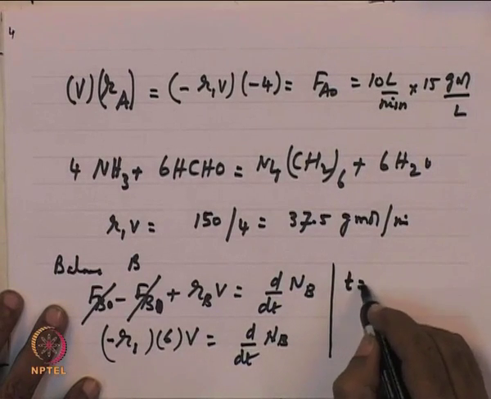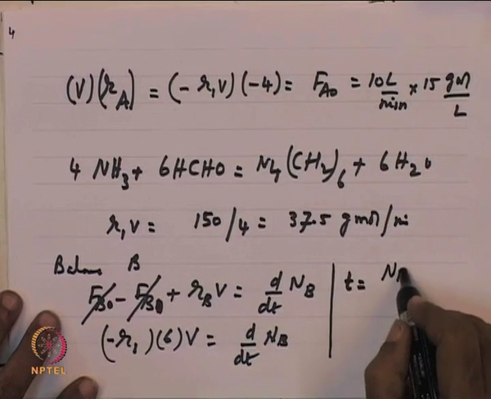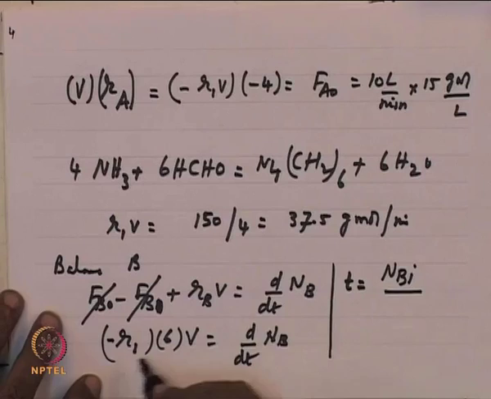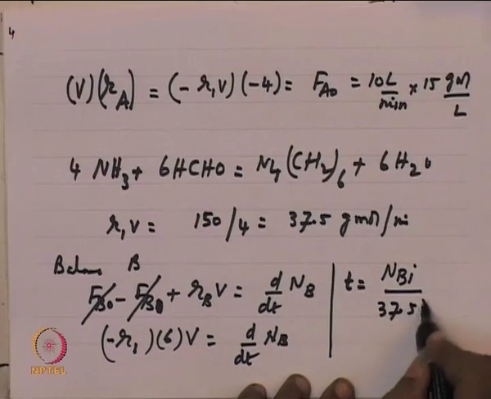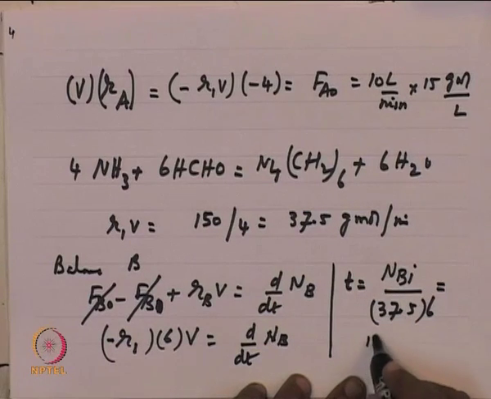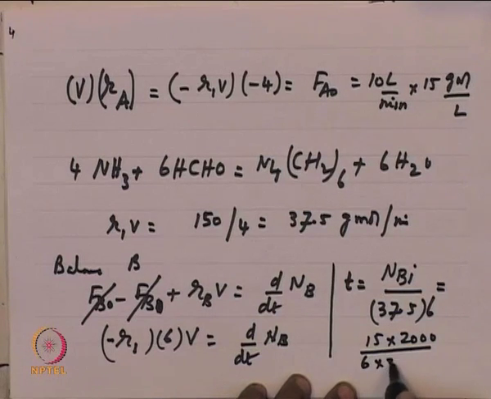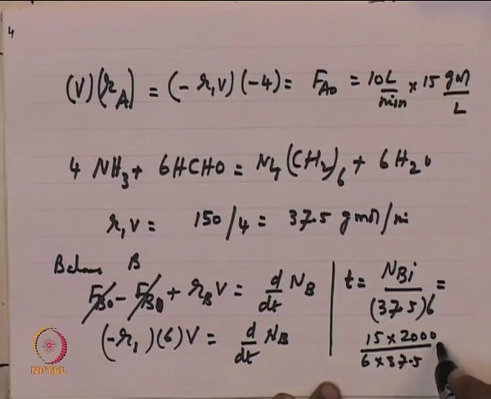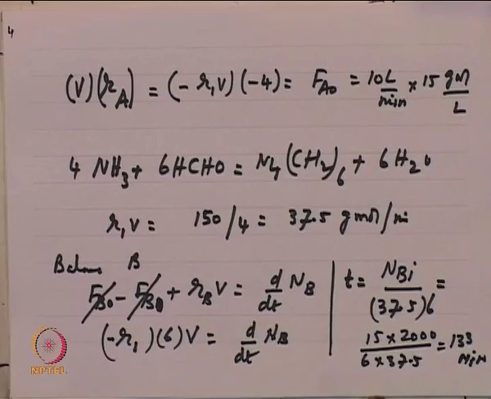Time required equal to, so this whole thing becomes total amount of N B, which is N B I, divided by R 1 V, which is 37.5 multiplied by 6. So, N B I is 15 multiplied by 2000, divided by 6 multiplied by 37.5. So, that gives you the time that is taken to completely consume the formaldehyde which is present in the equipment.